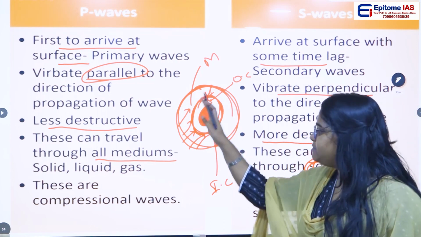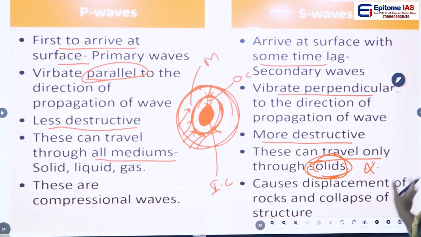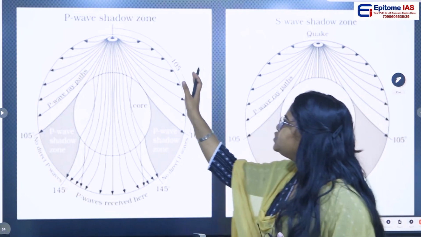Then these P waves are compressional waves. And if you see these S waves, they cause displacement of rocks and collapse of structures, as we already saw. So let us go to the, yes, this is what I was talking about.